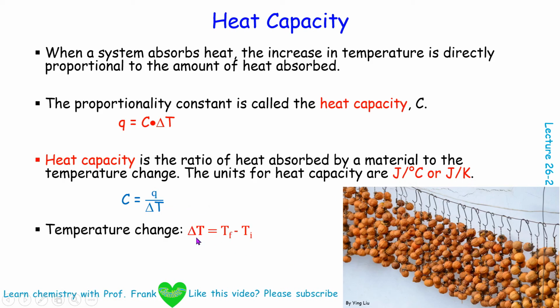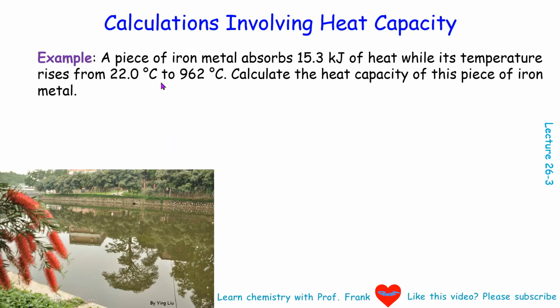Temperature change, final temperature subtracted by initial temperature, that's delta T. And of course, we can also calculate the delta T from this key equation. Delta T equals Q over C, just like here. This is a key equation. From this key equation, you should be able to write this equation for calculating heat capacity or this equation for calculating the delta T. Let's work on this example.